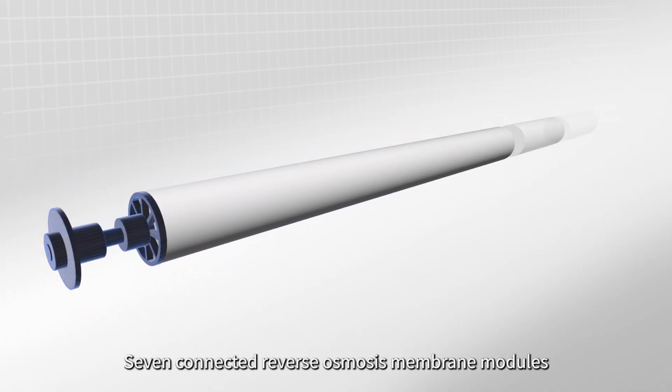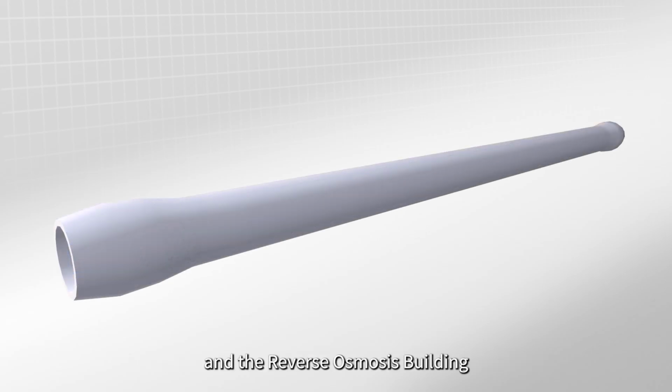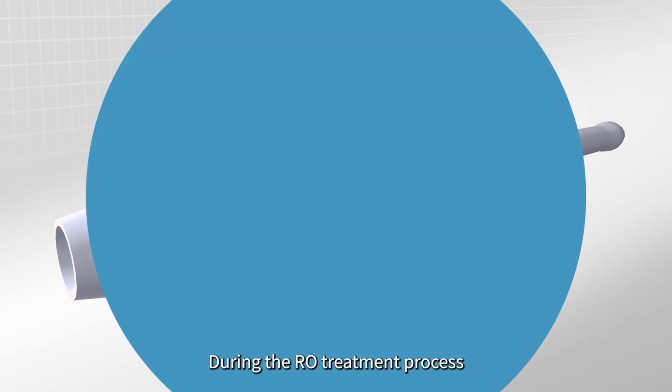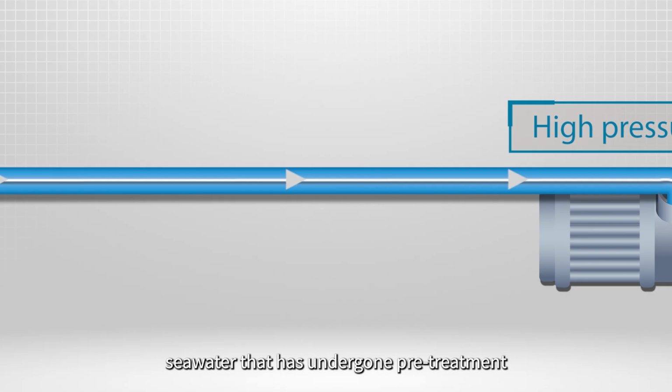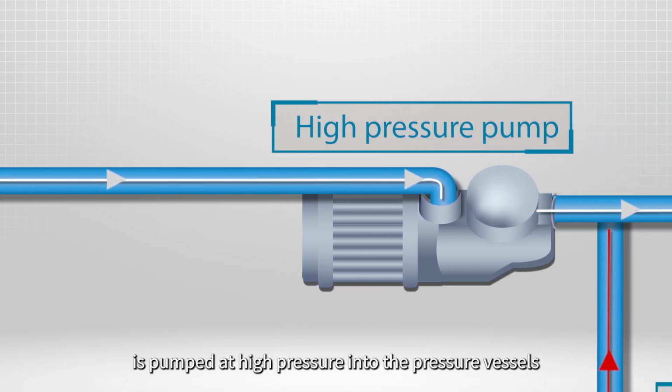7 connected reverse osmosis membrane modules form a pressure vessel, and the reverse osmosis building at the Tseung Kwan desalination plant comprises over 2,300 pressure vessels. During the RO treatment process, seawater that has undergone pre-treatment is pumped at high pressure into the pressure vessels.